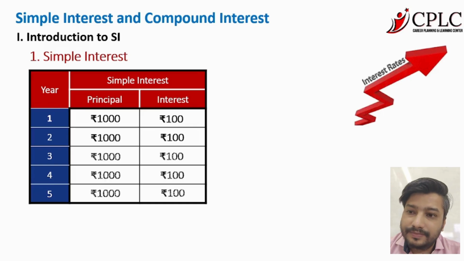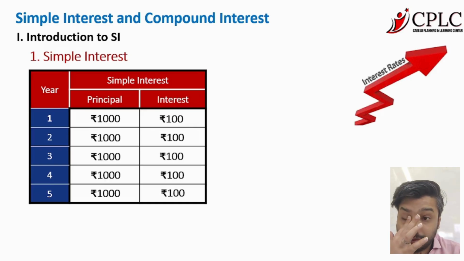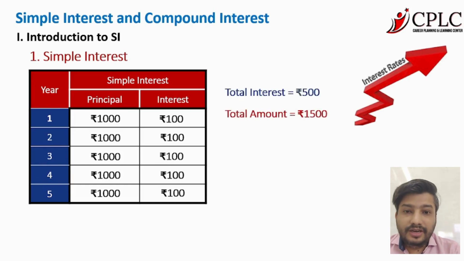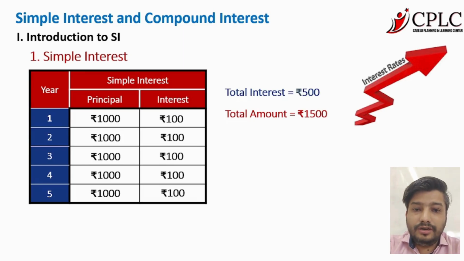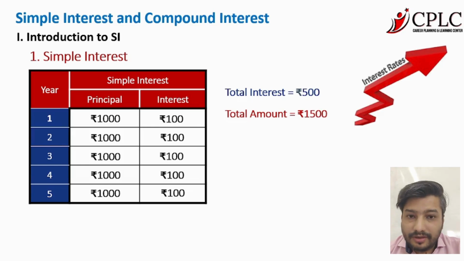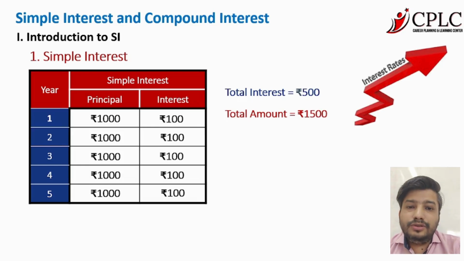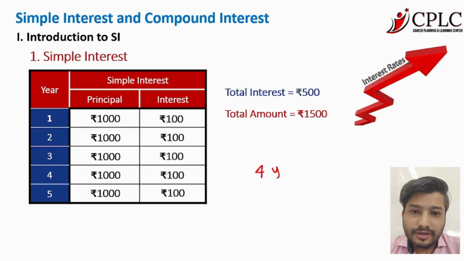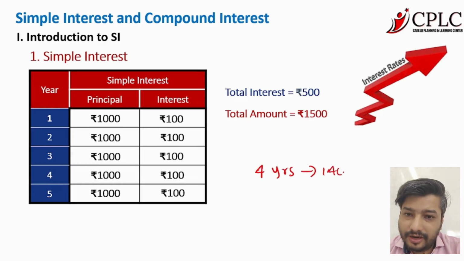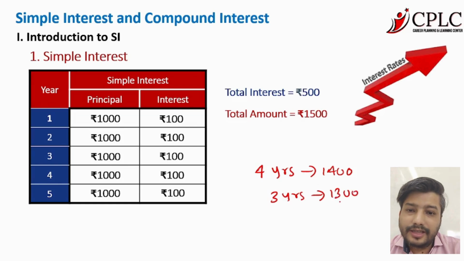For all the 5 years you are going to get the same number, 100 rupees each year. Let's say at the end of 5 years, if you withdraw, you are going to get 1,500 as the total amount, which is 500 rupees total interest, and 1,000 rupees was your principal, if you remember. Now let's say someone wants to withdraw after 4 years. How much will he get? Obviously 1,400. Somebody who does it after 3 years will get 1,300, and so on and so forth.